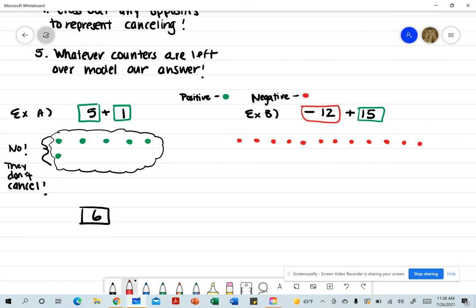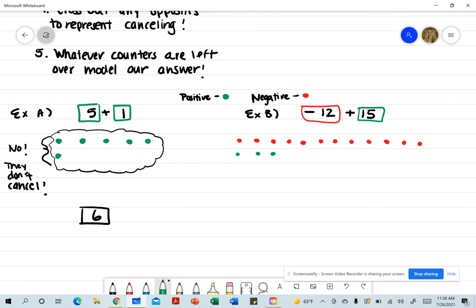We can start seeing now that as the numbers get bigger, this process gets longer. Doesn't mean it doesn't work, but this is why we're going to start learning rules in class to make this a little bit shorter. Let's just make sure I have 12. 1, 2, 3, 4, 5, 6, 7, 8, 9, 10, 11, 12. Awesome. Now I align 15.